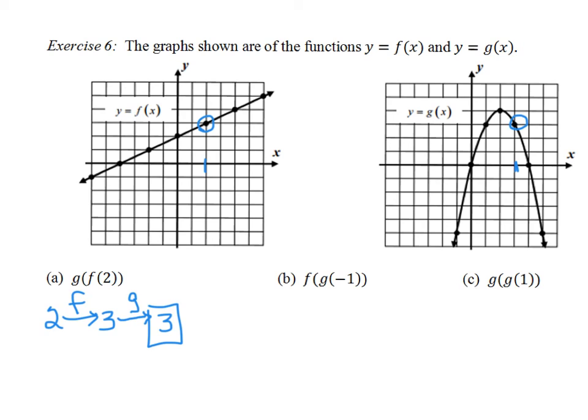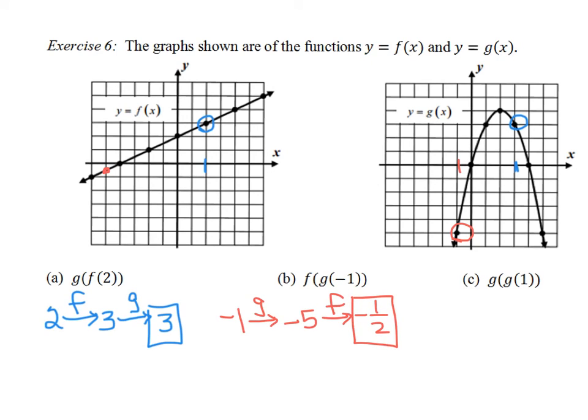Now take a look at part B. We want to start with the input negative 1 and look to the g function to find the answer. So at negative 1, I see that my g function has a value of negative 5. Now we go to the f function, and at negative 5, I see that my answer is right about here, which means that I'm at -1/2 for my output. So the final composition, -1/2.